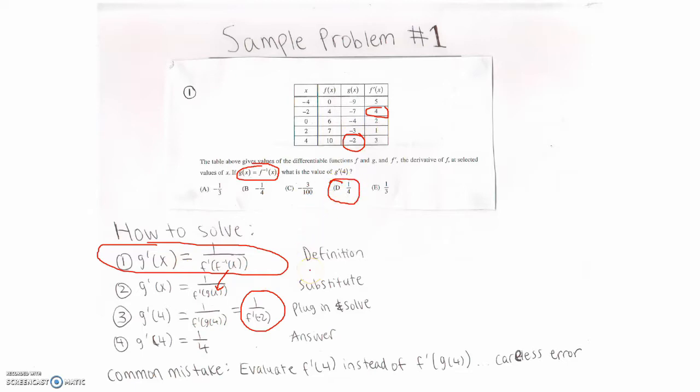A common mistake for this question is people will evaluate f prime of 4 instead of f prime of g of 4, just because there's quite a lot of composite functions involved when solving this question. So you might get confused between f prime of 4 and f prime of g of 4. So make sure you solve g of 4 first before solving f prime of g of 4.